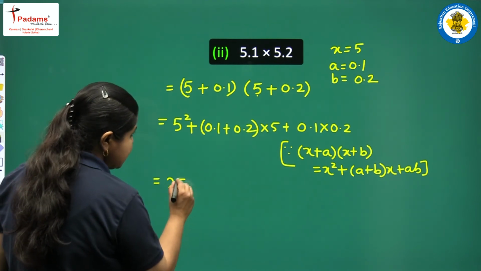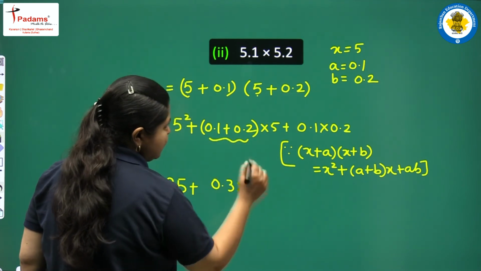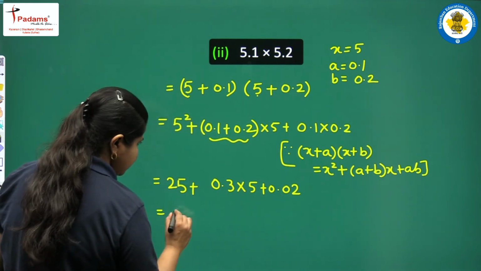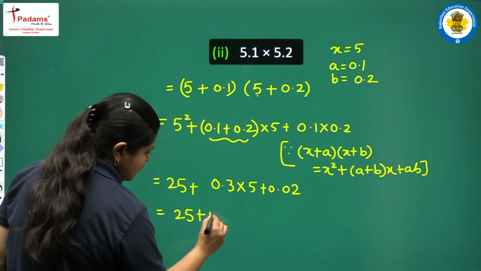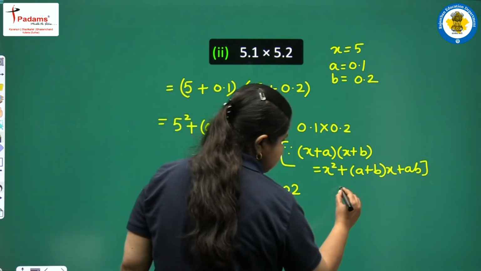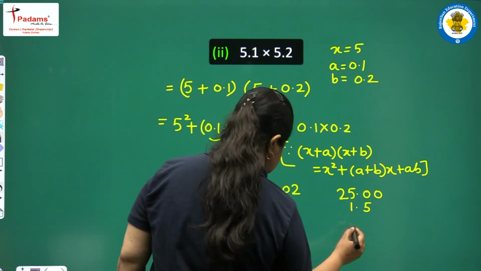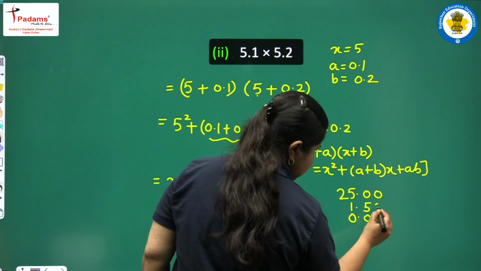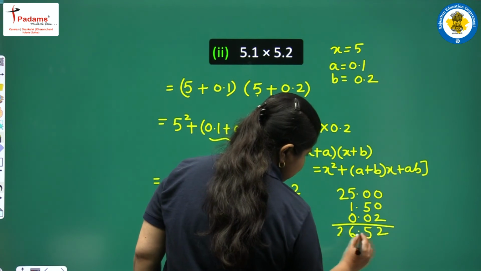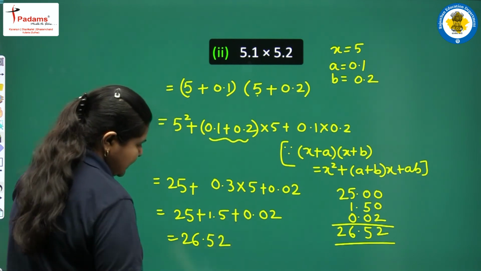Now 5 square is 25. Here you will have 0.3 into 5. On adding these two numbers, plus here you will have 2 and 0, 0.02. This will be 25 plus here 1.5 plus here 0.02. तीनों numbers को add करेंगे, decimal लगा लीजिए आप 25 के बाद, then we have 1.5, then we have 0.02. यहाँ आप 0 लिख सकते हैं हमेशा. This will be 2, this will be 5, this will be 6 and here you have 2. So, 26.52. This is the answer.